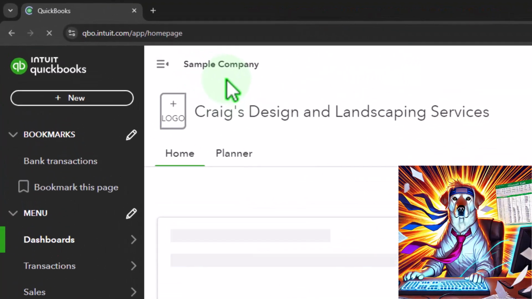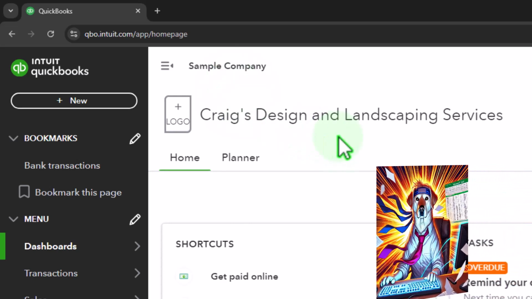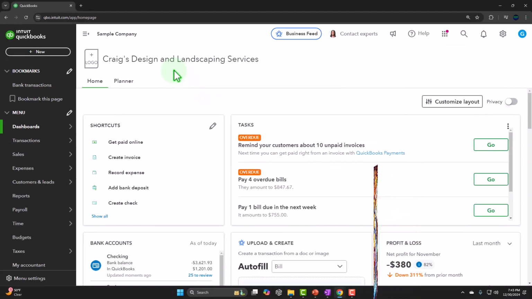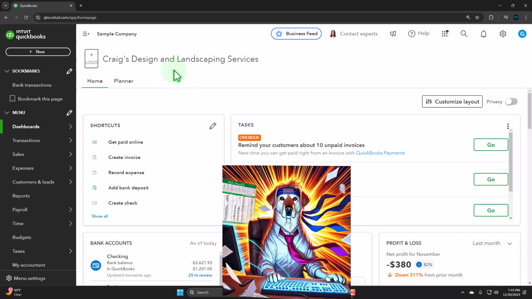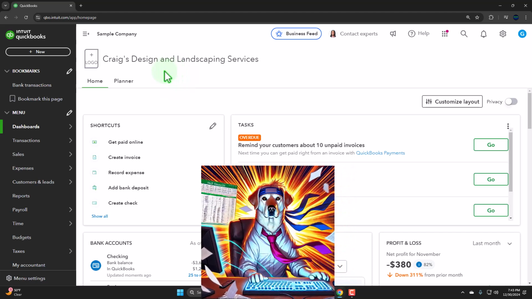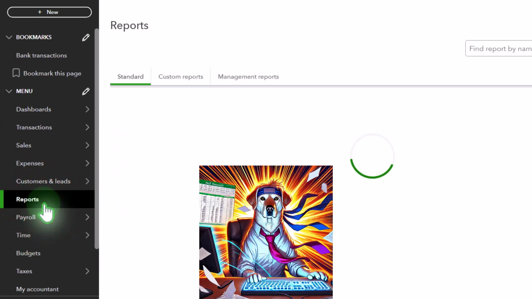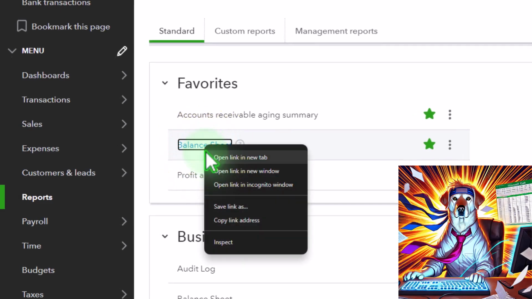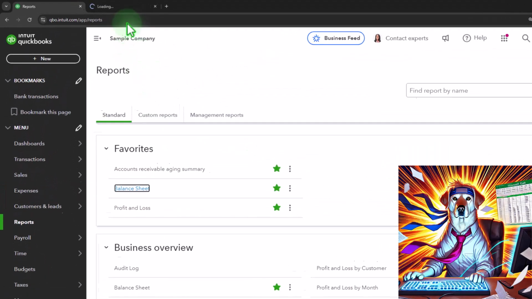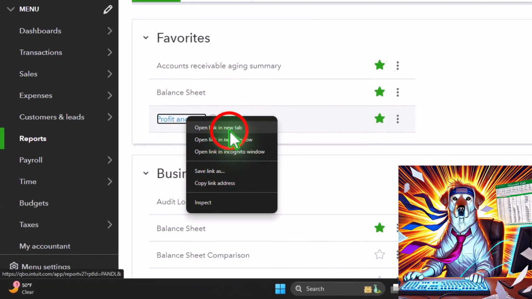We're then going to be in the sample file, which is going to be Craig's Design and Landscaping Services. I'm going to open up the major financial statement reports, balance sheet and income statement, which will be our routine just about every time we go into our QuickBooks file, by going to the reports on the left-hand side within the standard tab. Right-click on the balance sheet, open link in a new tab. You can see it populating up top. Right-click on the profit and loss, open link in new tab.